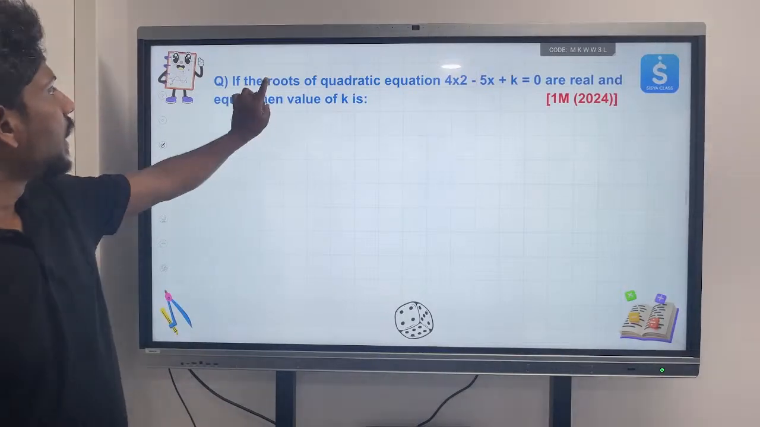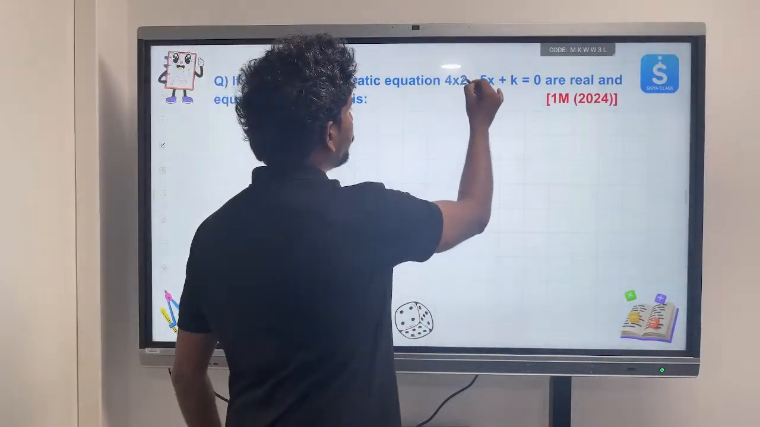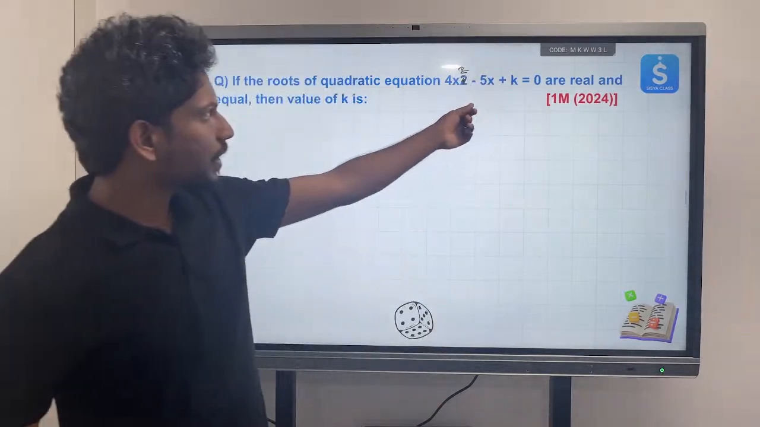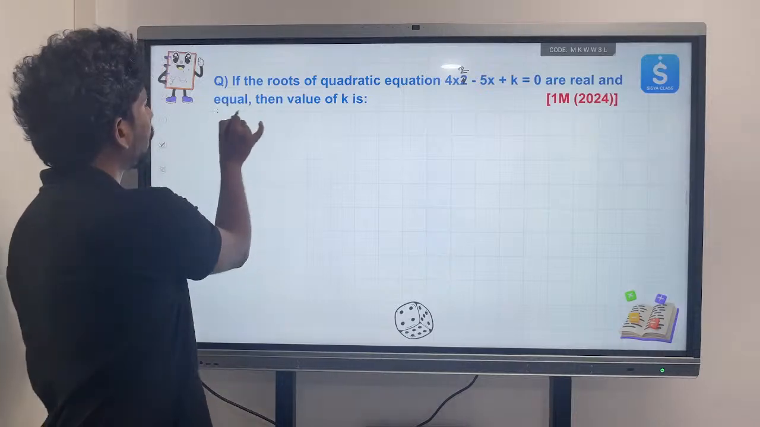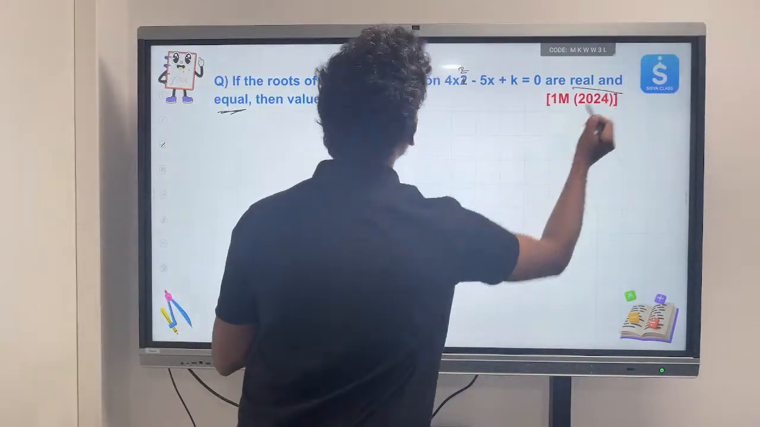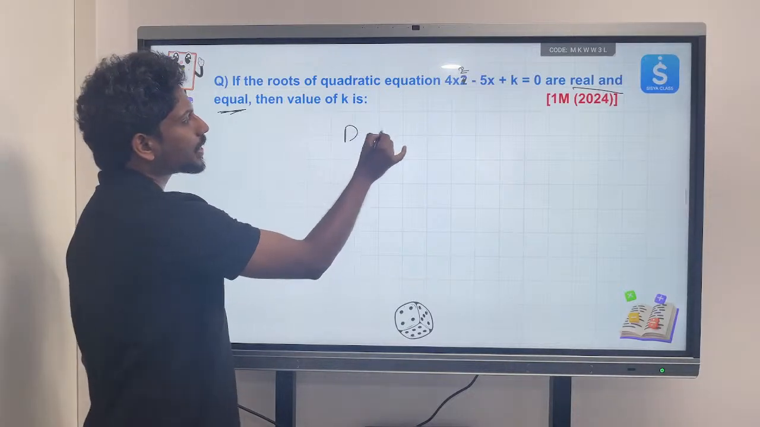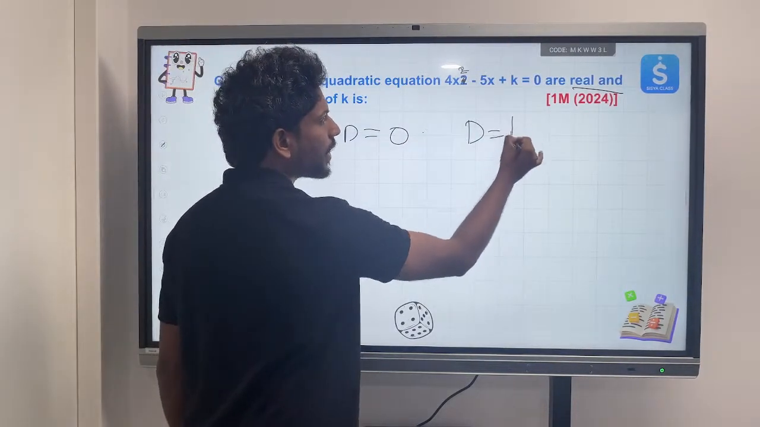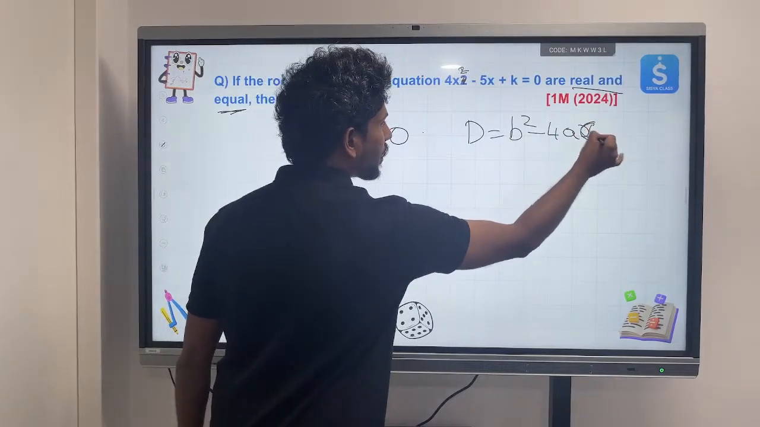Okay, see, if the roots of the quadratic equation 4x square minus 5x plus k equals 0 are real and equal. Understand, when can we have real and equal roots? Whenever d equals 0. Now what is this d? The discriminant is nothing but b square minus 4ac.